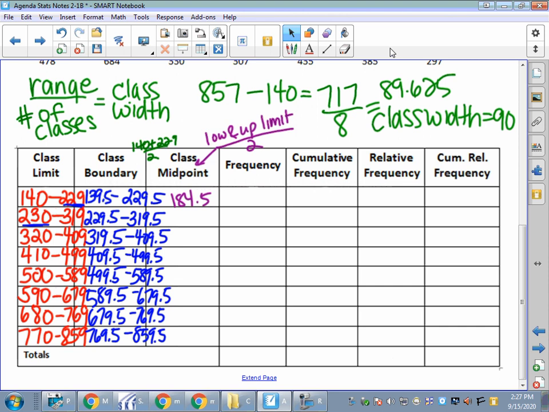I want to jump over, so go ahead and figure out those class midpoints and start doing your tally marks. I'm going to hit pause. I'm going to take that and get that filled in, and then we can talk about the frequencies, the cumulative, relative, all that other stuff.